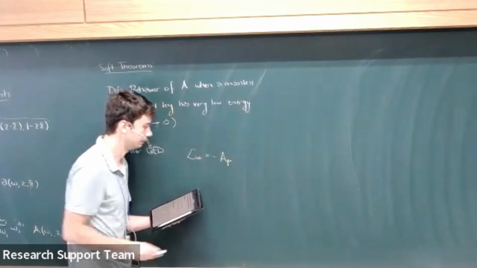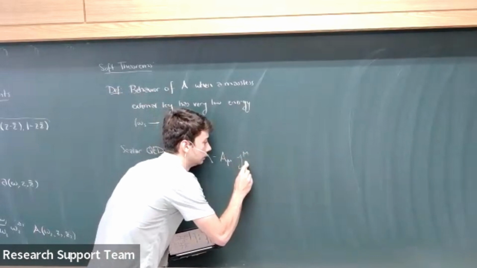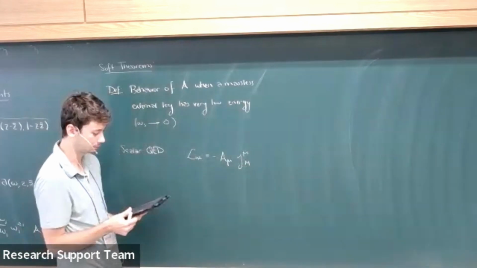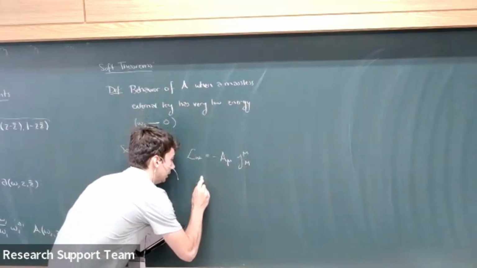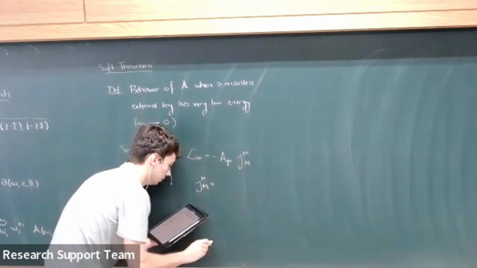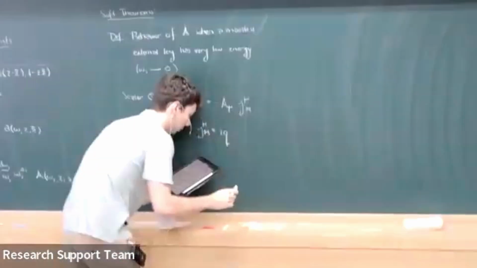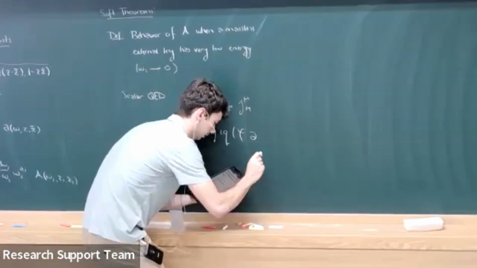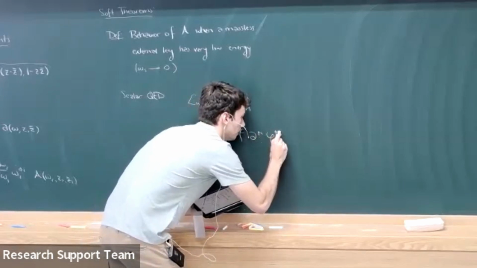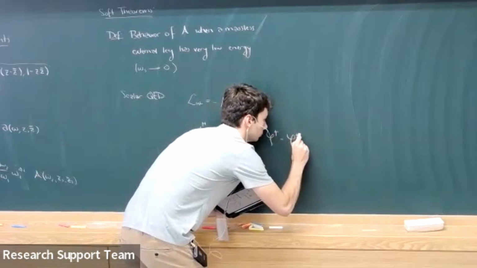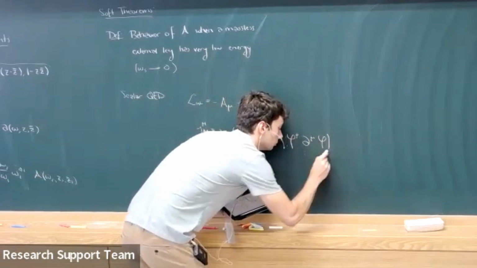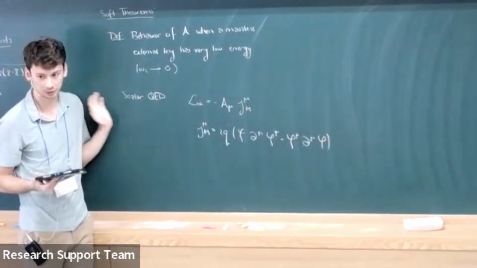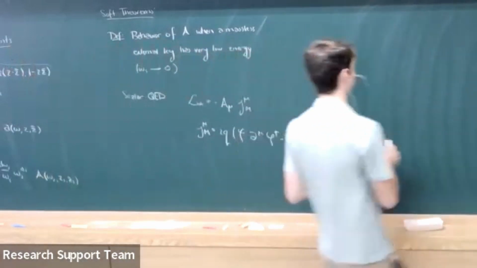So A mu is the photon field, and J mu m, this is the matter current. So this m subscript is for matter. And for the scalar QED theory, we have J mu m is given by this simple form. So we have a charged scalar of charge q, and I'm going to write the scalar as phi. This is the complete Lagrangian description for a theory. Now I'm going to talk about what the soft photon theorem is in this theory.